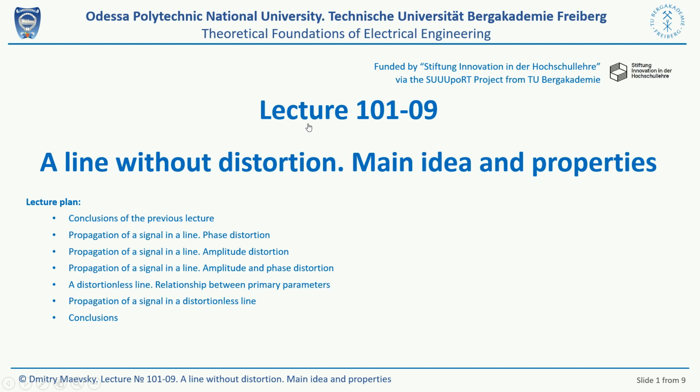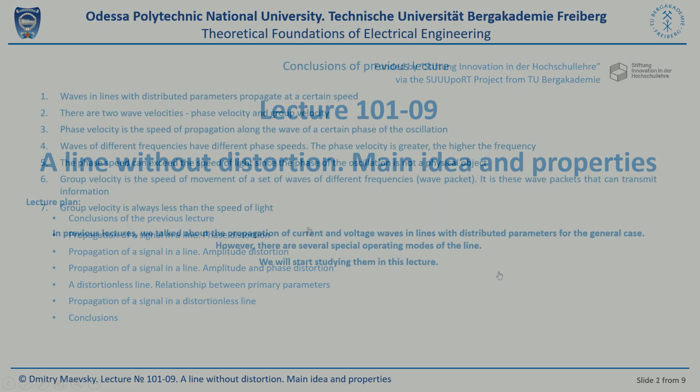Good afternoon, dear friends. This lecture is devoted to the study of distortions that may occur in circuits with distributed parameters. We will learn about the existence of two types of distortions, amplitude and phase. We will learn about the causes of these distortions and about the requirements that a line must meet to avoid distortions. However, in the beginning, let's briefly review the contents of the previous lecture.